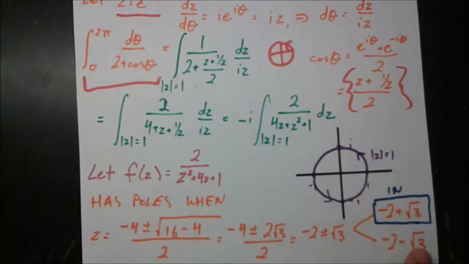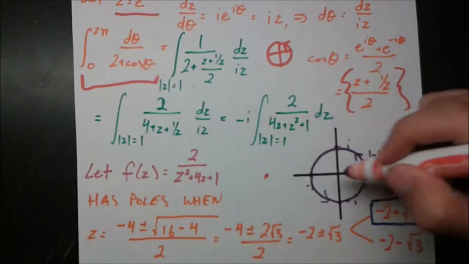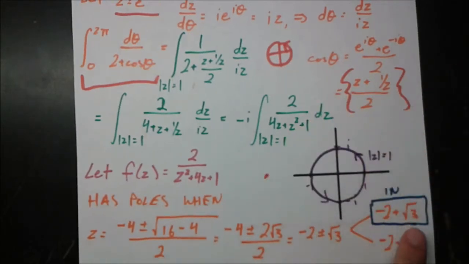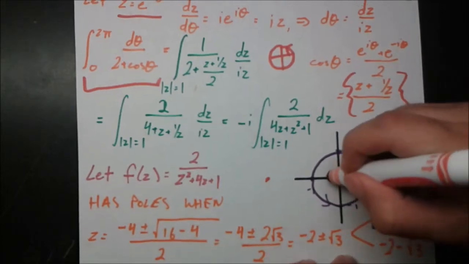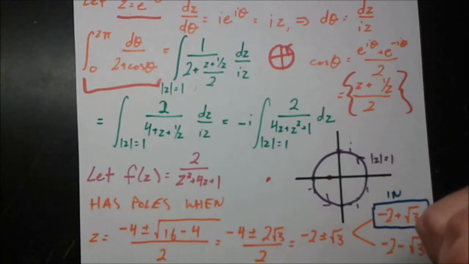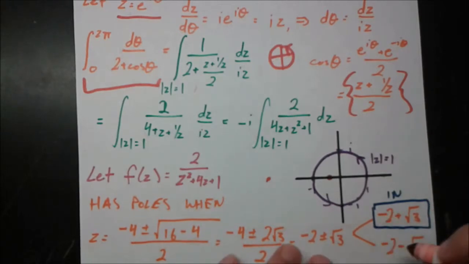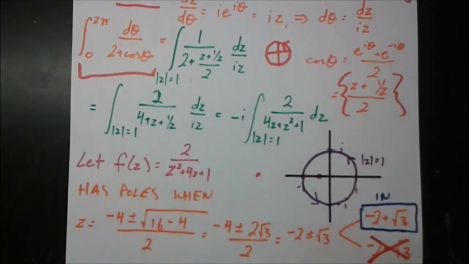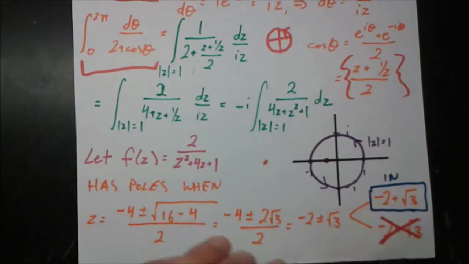So negative 2 minus rad 3 is about 1.7, so this is about negative 3.7, so it's all the way over here. It does not lie inside our circle. Negative 2 plus rad 3, so negative 2 plus about 1.7 is about negative 0.3, so it fits the description. It lies inside our circle. So we only need to consider this one. We should not and will not consider that one right there. So we're only going to consider this one for the residue theorem.